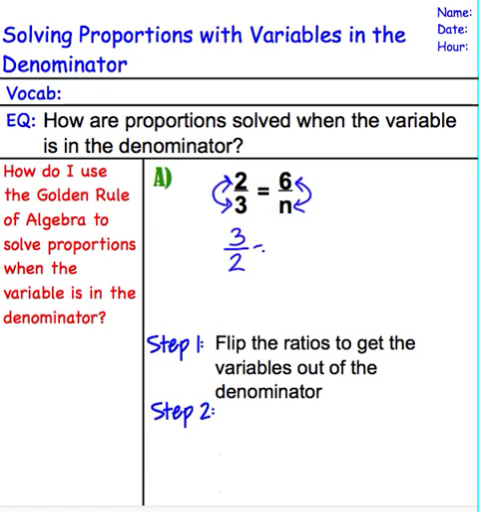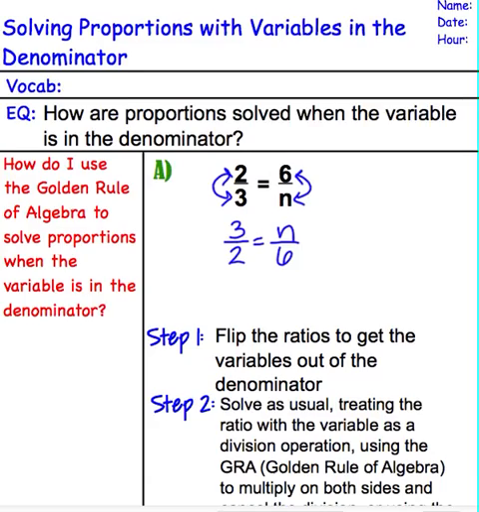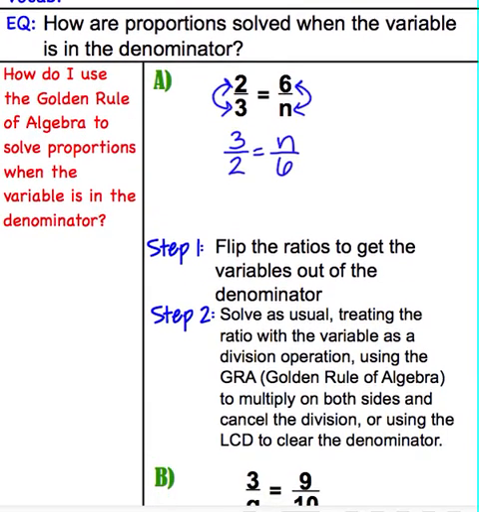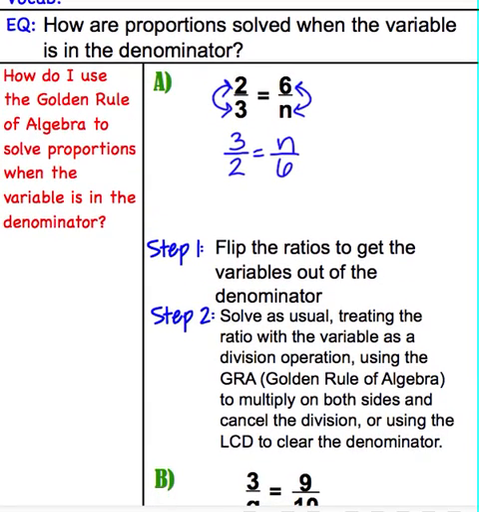over 2 equal to n over 6. And now it looks just like it did with our lessons from yesterday. So what I'm going to do is multiply by our LCD. You have your options. You can multiply by the LCD, or you can treat it like a division problem. I'm going to do the LCD because that's going to stay consistent throughout the lesson.